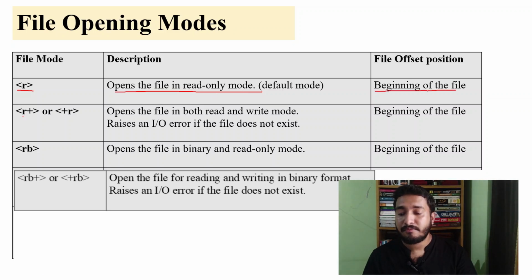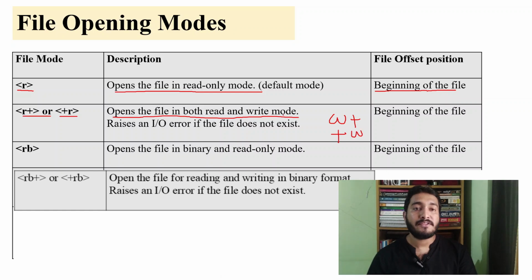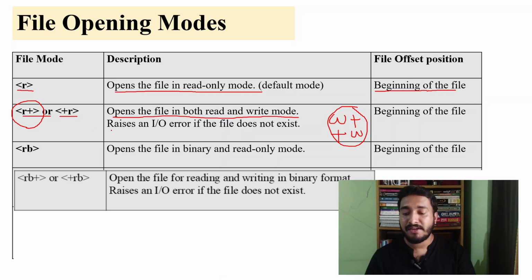R plus or plus R mode. It opens the file in both read and write mode. So how is it different from W plus mode or plus W mode? Both open the file to perform read and write operations. But if you open a file in W plus mode and the file does not exist, it will create a new file. If you open the file in R plus mode and the file does not exist, it will not create a new file. It will show an error. So it raises an IO error if the file does not exist.